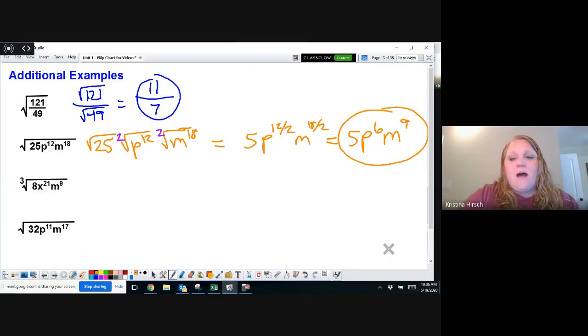And then nothing else combines because you have different terms. Okay, we have our numerical term, p, m. All right. So then this next example, you have a cube root.